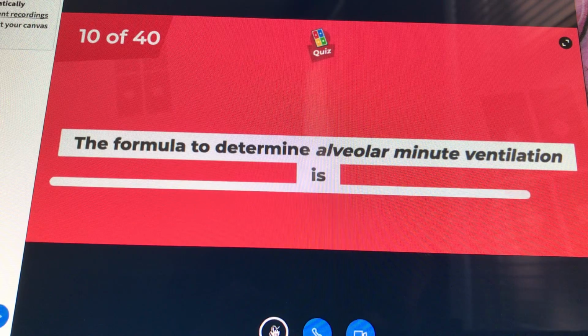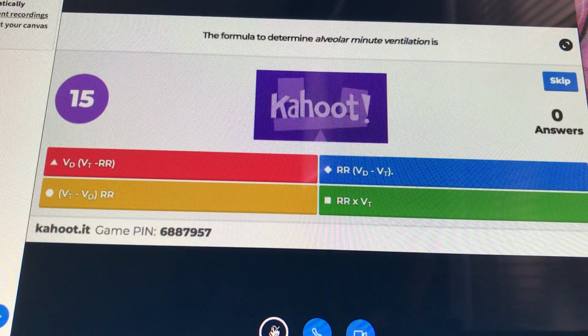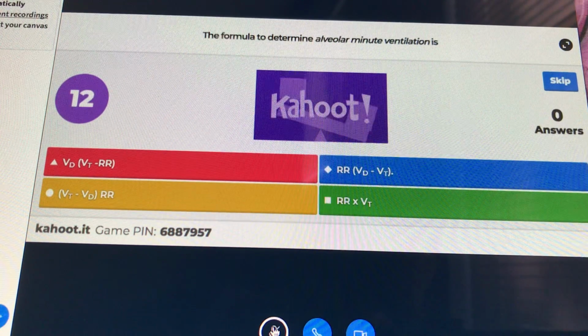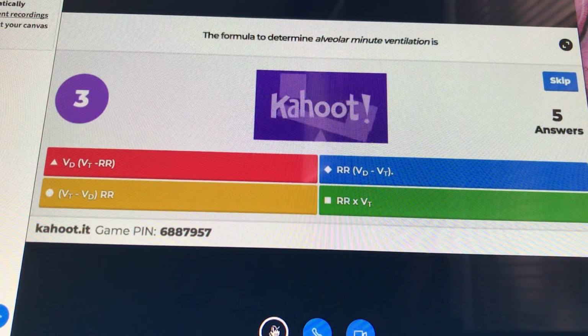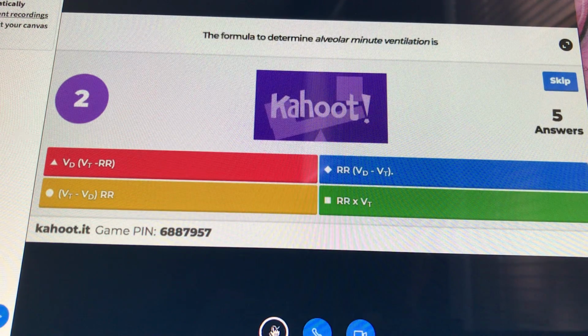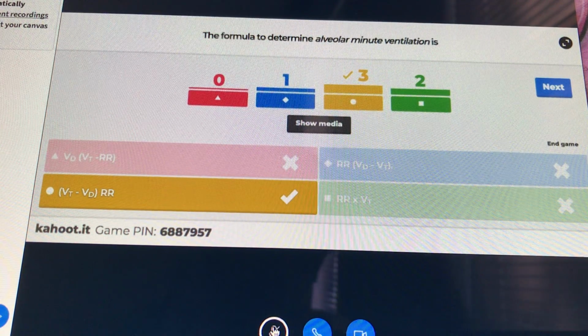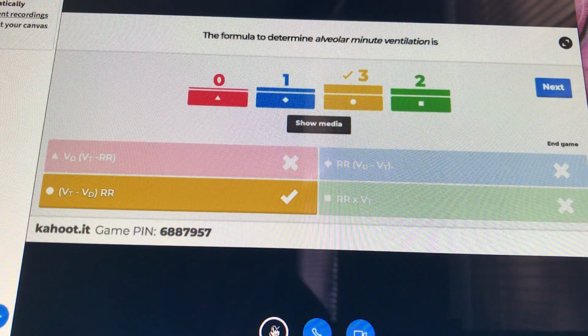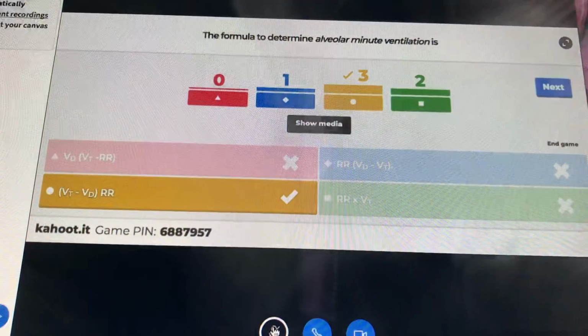The formula to determine alveolar minute ventilation is your tidal volume minus your dead space. That will give you your alveolar volume. Multiply that by your respiratory rate, and that gives you your alveolar minute ventilation. Remember, a volume is 1 breath. Multiply that by your rate, and that gives you the amount of air moved over the course of a minute, or a minute ventilation.